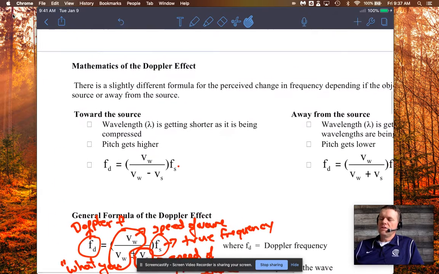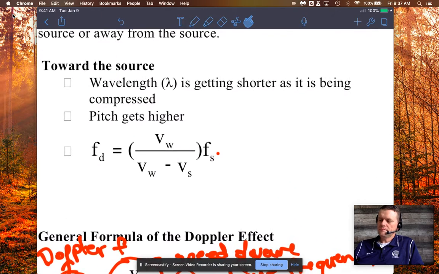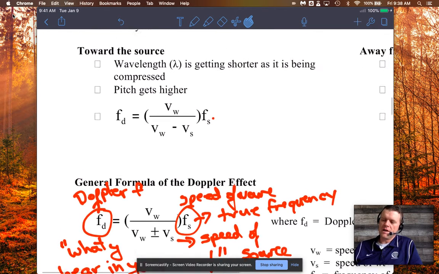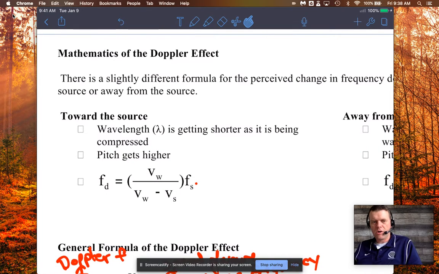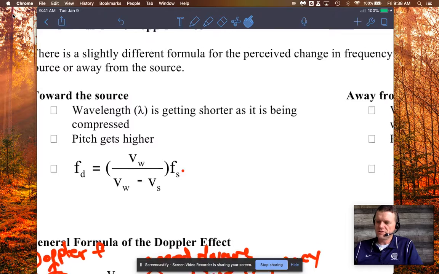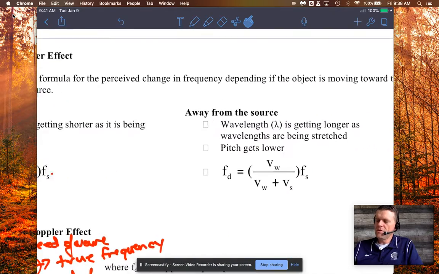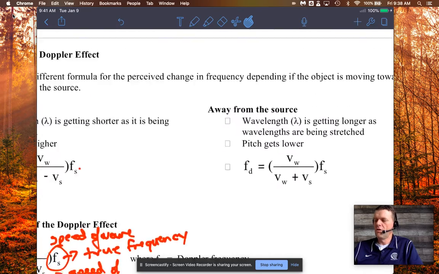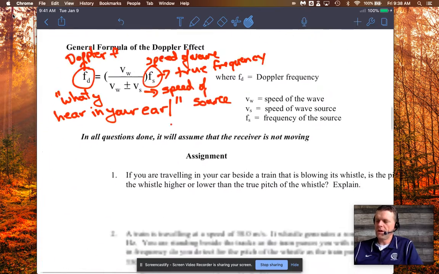If the source is moving towards you, you'll notice in the original formula there's a plus minus down here, between VW and VS. So all you have to catch in using this expression, it's not too difficult, but if you miss it, then you'll get the opposite answer. If it's moving towards you, then you subtract, VW minus VS. But if the source is moving away from you, then you add. And yes, the pitch gets lower and higher respectively.